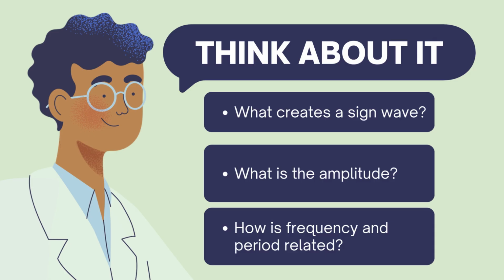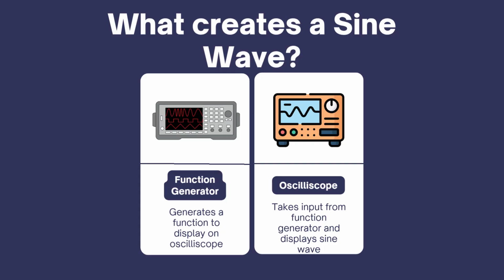Think about it. What creates a sine wave? What is the amplitude? And how is frequency and period related? What creates a sine wave? A sine wave is formed from a function generator which generates a function to display on our oscilloscope. An oscilloscope takes an input from the function generator and displays the sine wave.